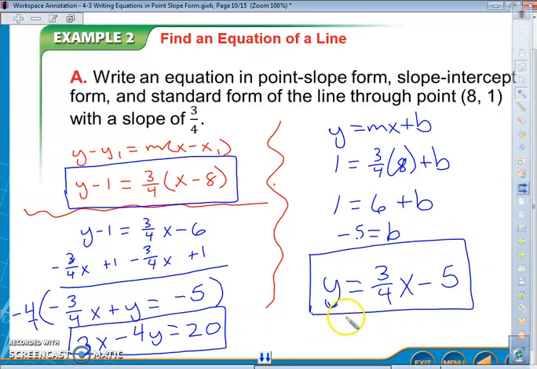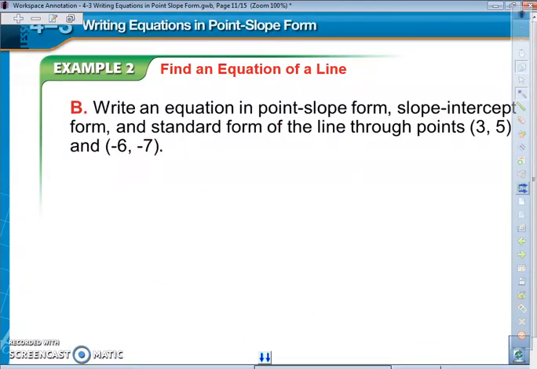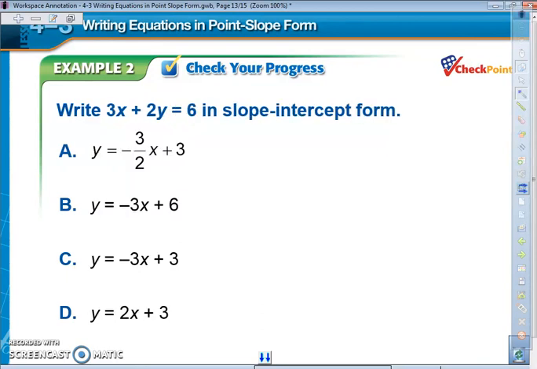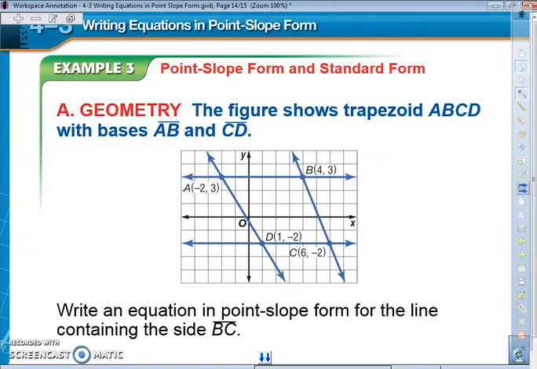So I've got slope intercept, point slope, and standard form. A lot of stuff going on right there. I don't want to do another one. If you want to do 3, 5, and -6, 7, -6, -7, just remember that you're going to have to use these 2 points right here to find the slope. That would be a great practice problem. We are going to do some work in class. Yet another one, and another one right there. Oh, that's fun. We'll do that one in class.